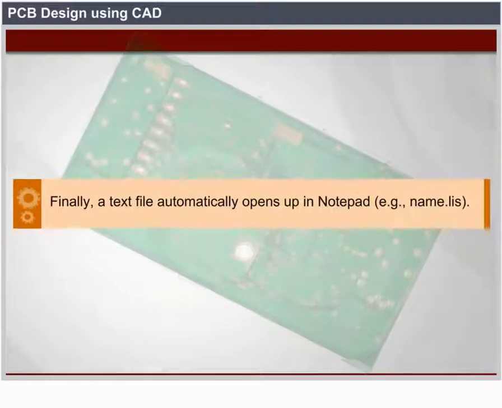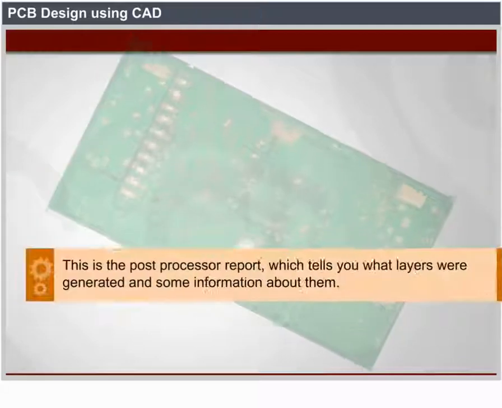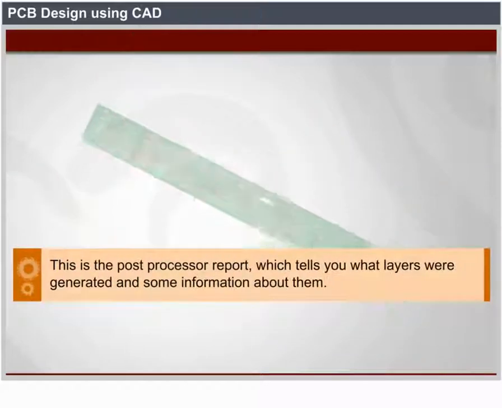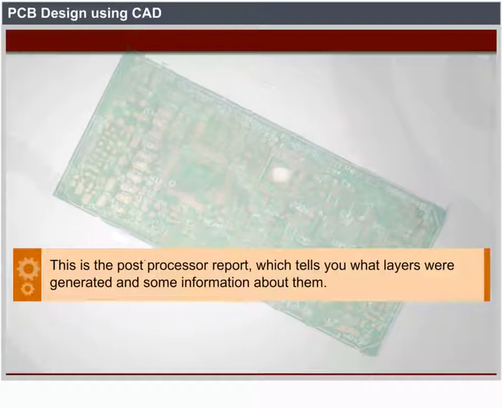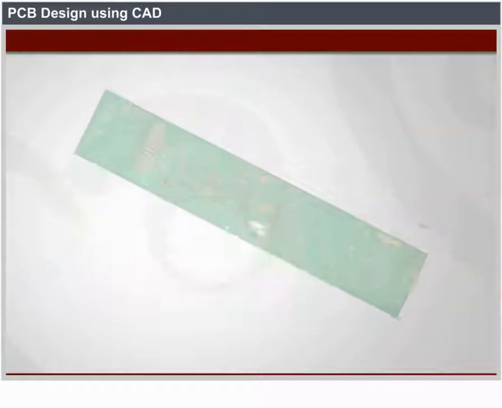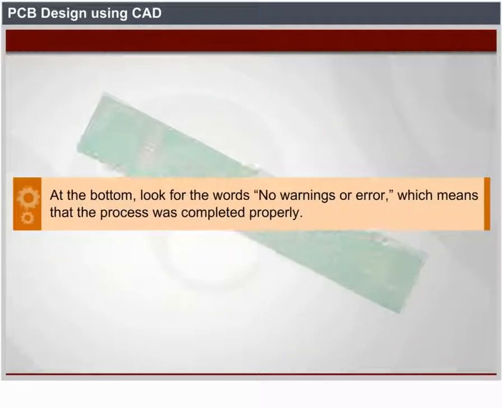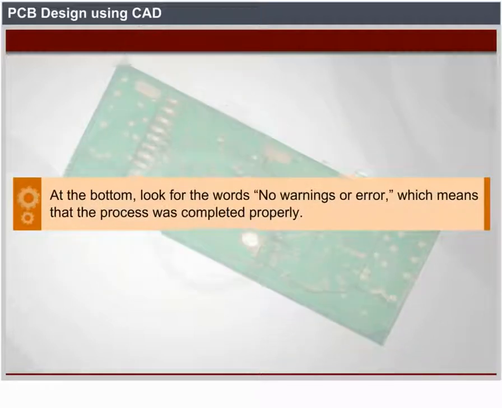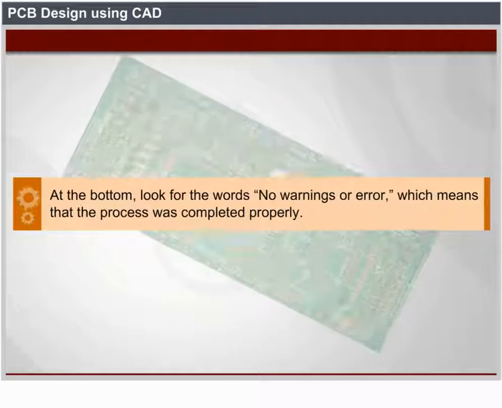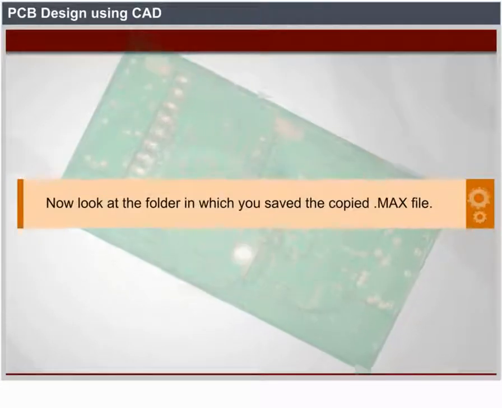Finally, a text file automatically opens up in Notepad. Example name.list. This is the post-processor report which tells you what layers were generated and some information about them. At the bottom, look for the words no warnings or errors, which means that the process has completed properly. Now look at the folder in which you have saved the copied .max file.